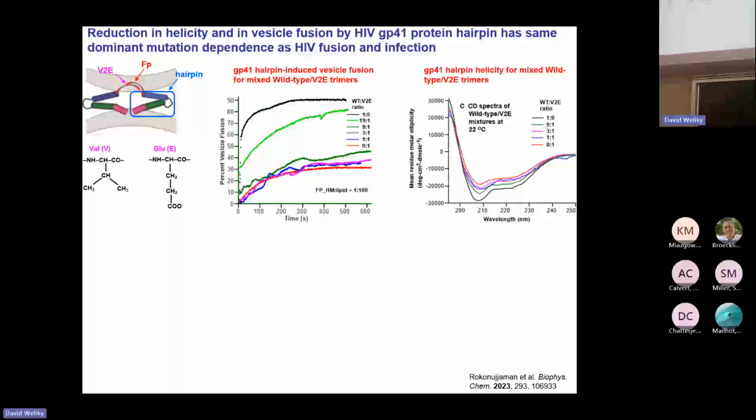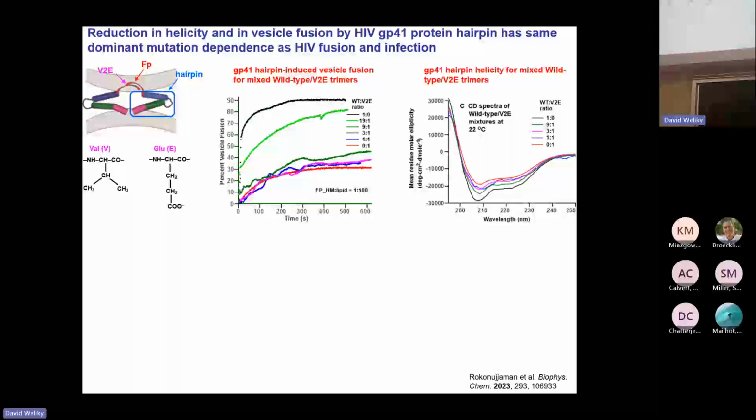Essentially, all of the helix in the gp41 is in this hairpin region. So these measurements are telling you about the length of this helical hairpin. The black data, again, is all wild type. Red is V2E, and you see about a 20% loss in helicity. And the V2E is also phenotypically dominant. So the green here, that's 9 wild type for 1 V2E, and you're already about half of the way, or half of the loss of the hairpin helicity.